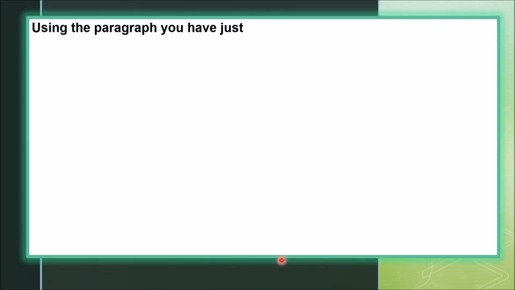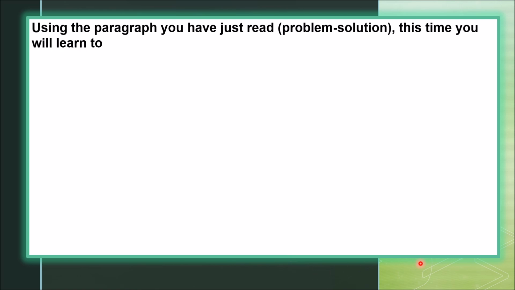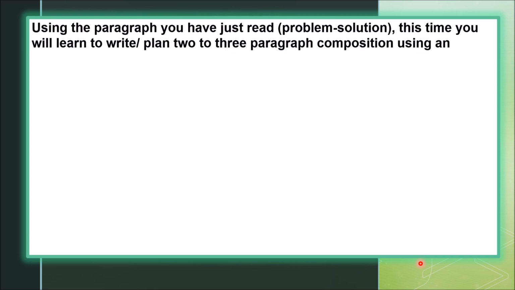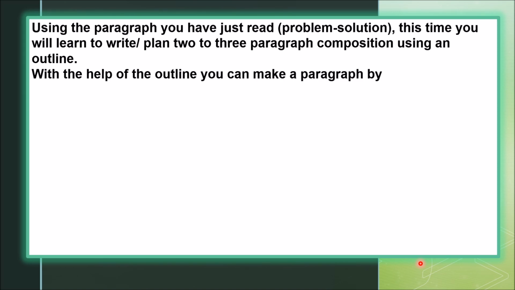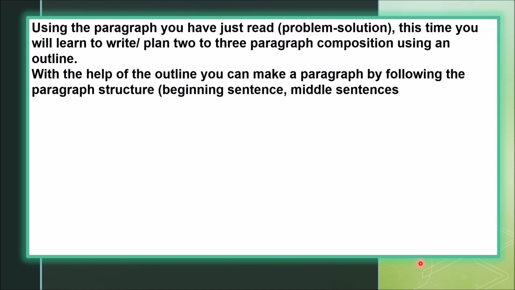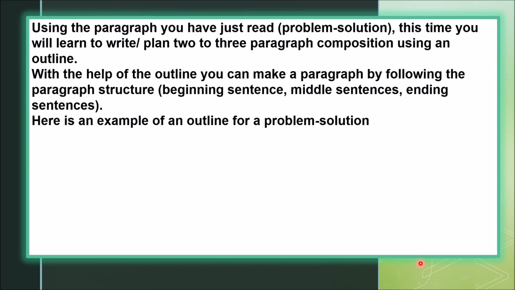Okay, using the paragraph you have just read, the problem solution, this time you will learn to plan a two to three paragraph composition using an outline. With the help of the outline, you can make a paragraph by following the paragraph structure: the beginning sentence, the middle sentences, and the ending sentences. Okay? So here is an example of an outline for a problem solution paragraph. So this is an outline.